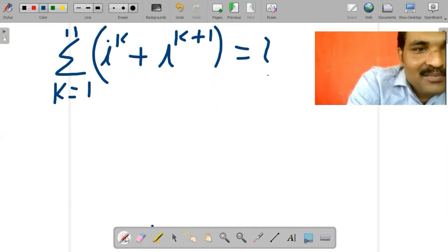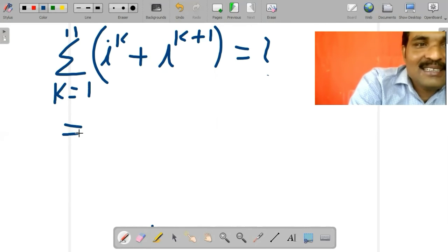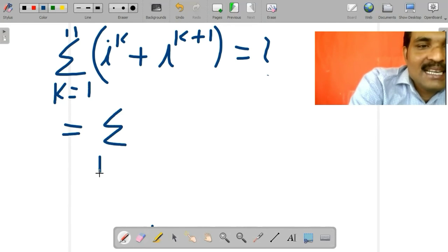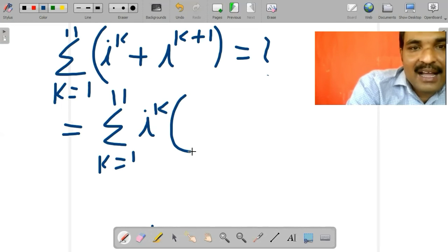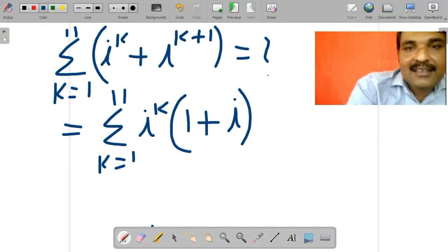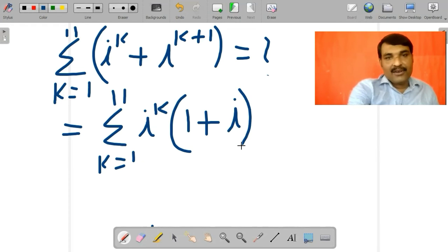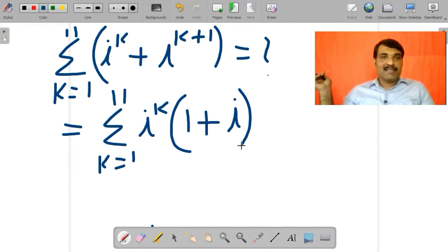How can we write this? We can write this expression as summation k varies from 1 to 11, iota raised to k multiplied by 1 plus iota. Okay. We can write it like this, taking iota raised to k outside. So iota raised to k into 1 plus iota. Right. Both are the same expression.